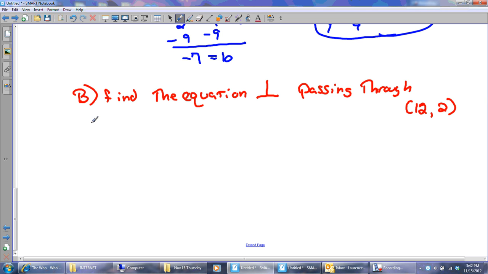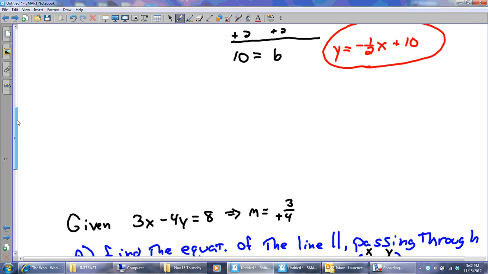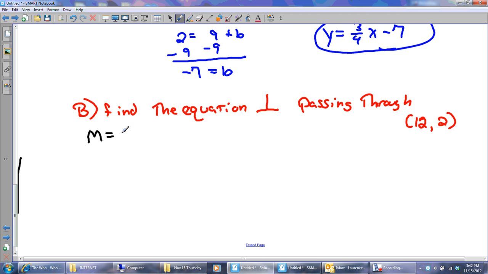Coming down to the red part of the problem, problem B, I need the equation of the line perpendicular going through that same point. Well, the original slope was 3/4, right? Let me just go up and double check. Yep, 3/4. The perpendicular slope would be negative 4/3. Flip the fraction, change the sign. Again, I've got an x-coordinate and a y-coordinate. y equals mx plus b.